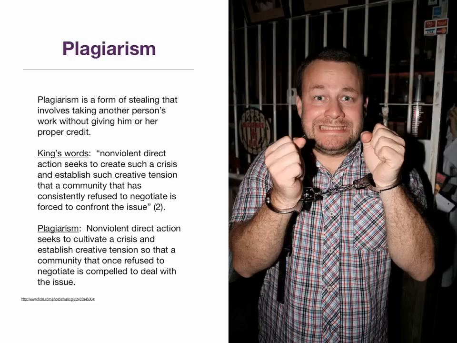The writer changed a few words, like instead of saying create, the writer used the word cultivate. The writer took out the word such before the word creative. Instead of saying consistently refused, the writer said that once refused. So that's still stealing. That is taking the form of King's sentence, it's taking his exact phrasing, and it's not giving him credit. So you don't want to plagiarize, you'll get into a lot of trouble.